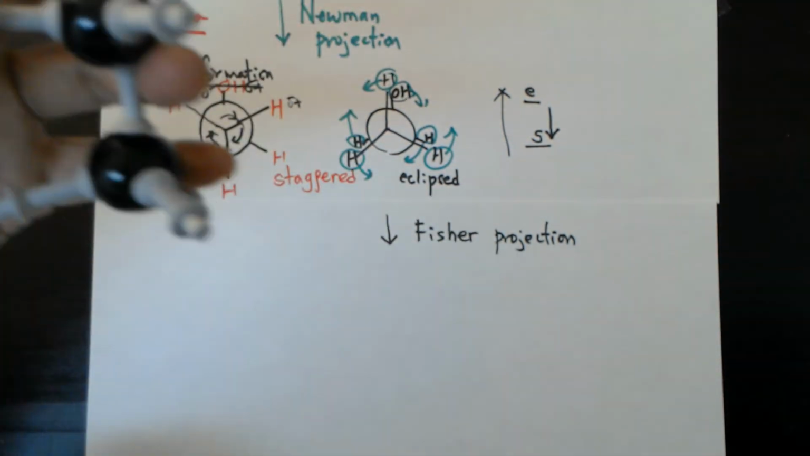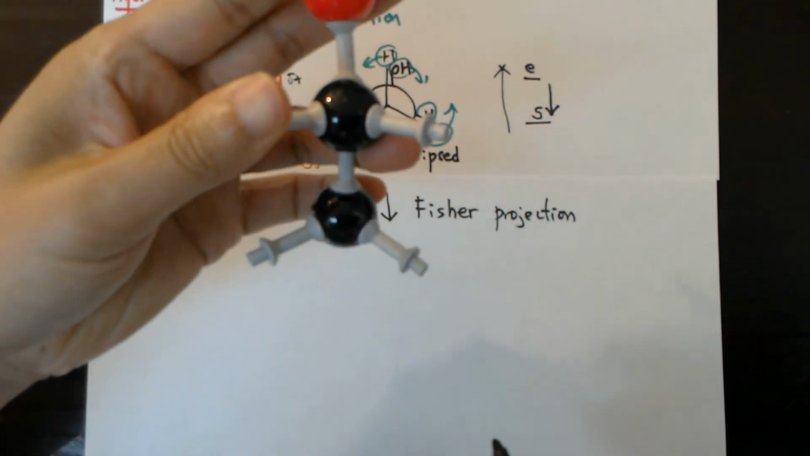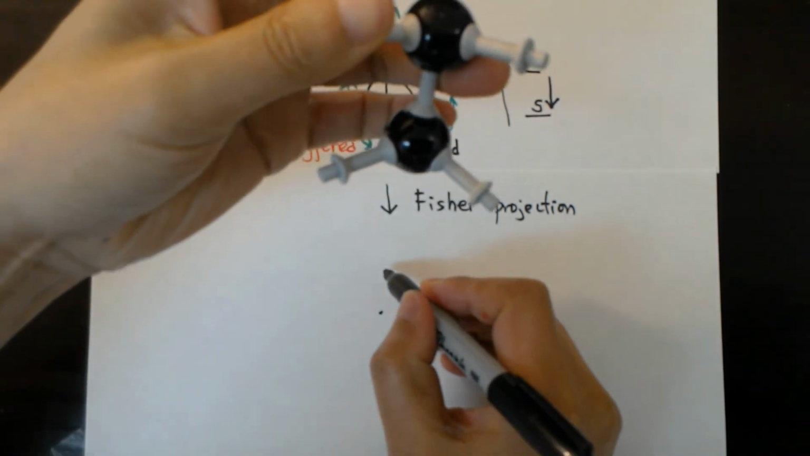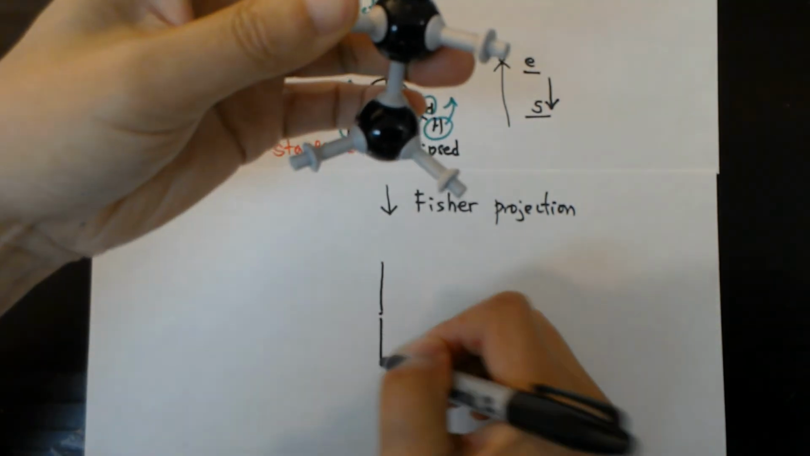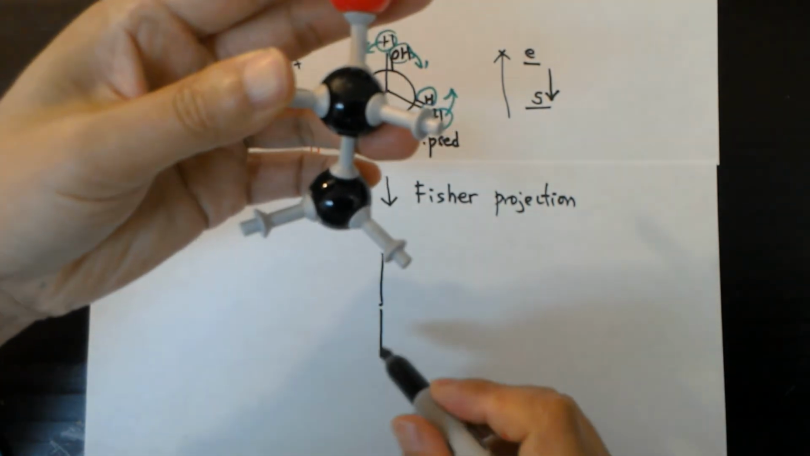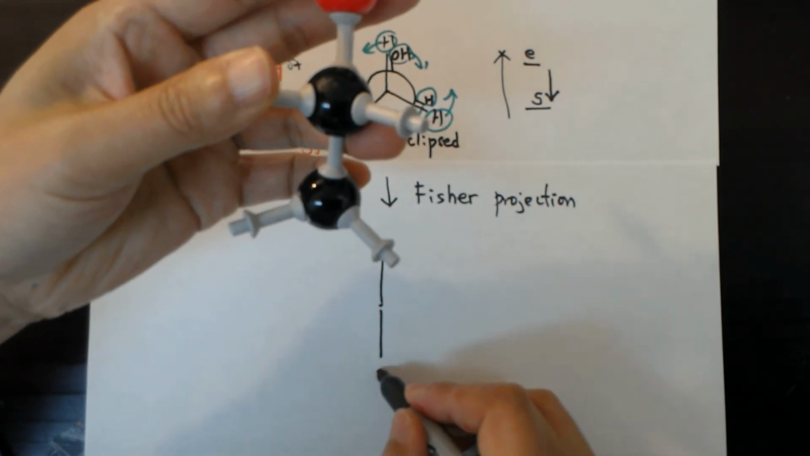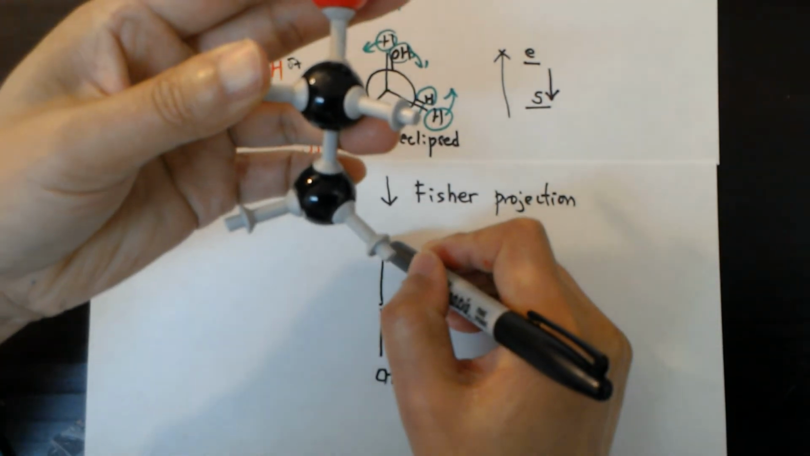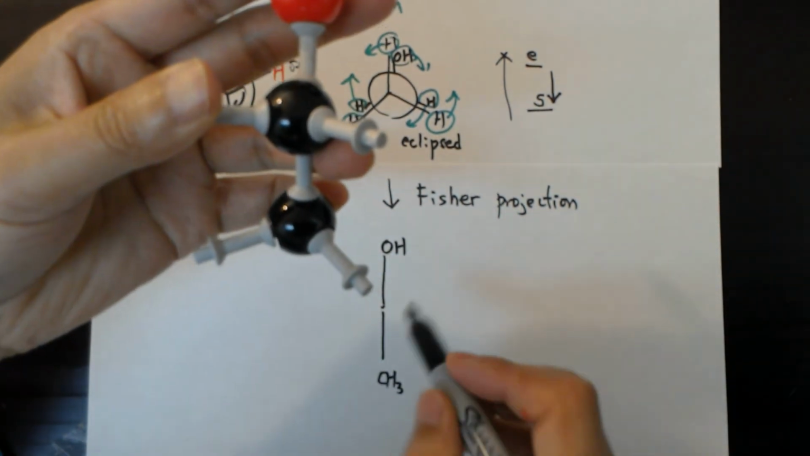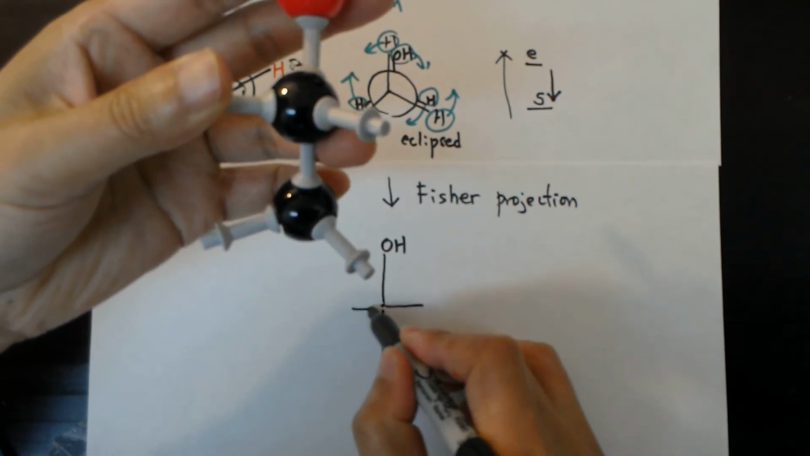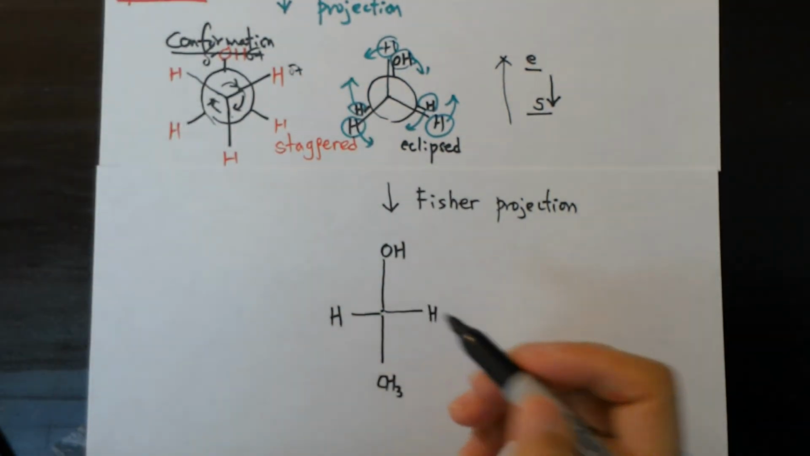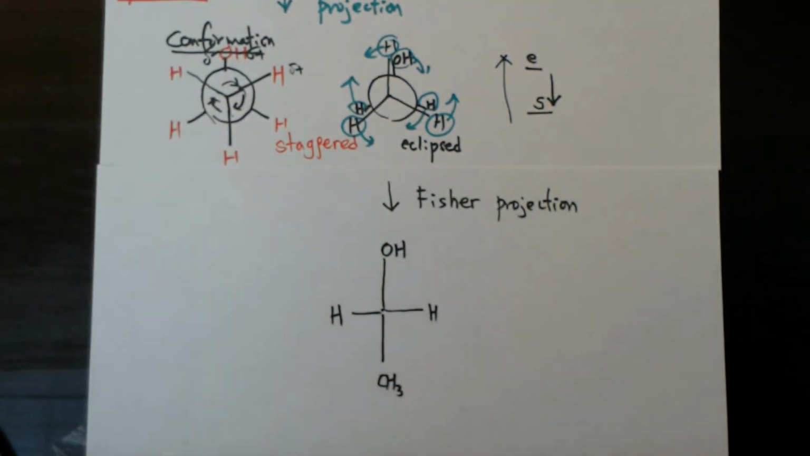So if I copy this, you can see there's a carbon here, and you have a line, right? And that line actually is going away from you here, and that also is going away from you. That's attached to the CH3, and that line going away is attached to the OH. Then those horizontal lines, shown as a solid line in the Fischer, they're holding H and the H. So there you have a Fischer projection.